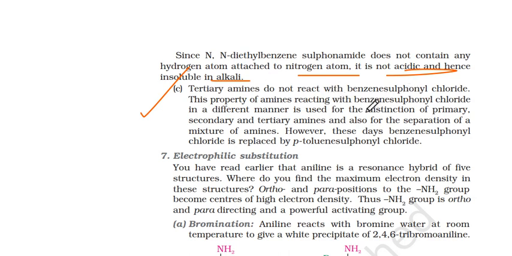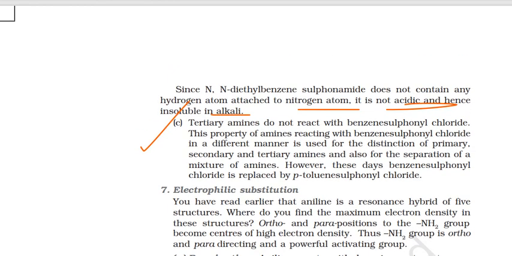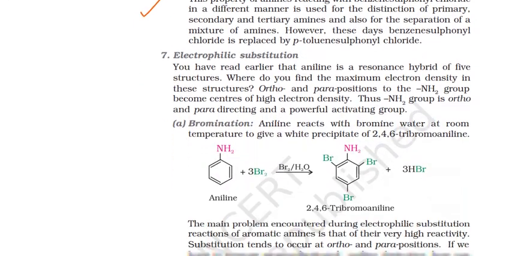This property of amines reacting with benzene sulfonyl chloride in a different manner is used for the distinction of primary, secondary, and tertiary amines, and for the separation of a mixture of amines. However, these days benzene sulfonyl chloride is replaced by para-toluene sulfonyl chloride also. So you can see there was a difference in reaction with these sulfonyl chlorides with primary, secondary, and tertiary amines. So tertiary ones don't even react. So that's how you can actually separate them, and you can identify which of the amines you have taken.